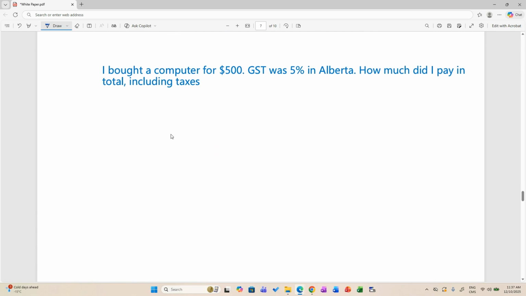Okay, now let's do a question that involves GST. So it says here, I bought a computer for $500. GST, which is taxes in Alberta, was 5%. So how much did I pay in total, including taxes?